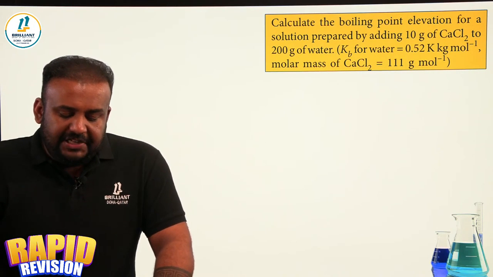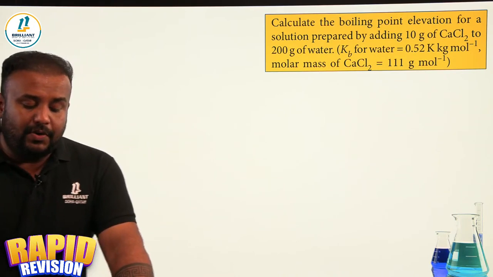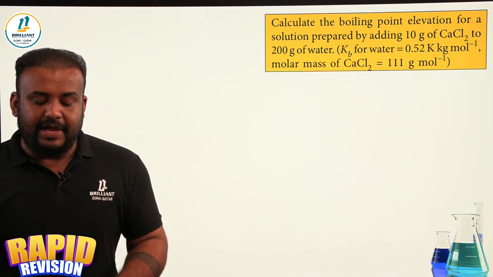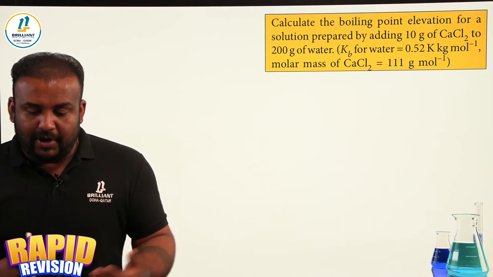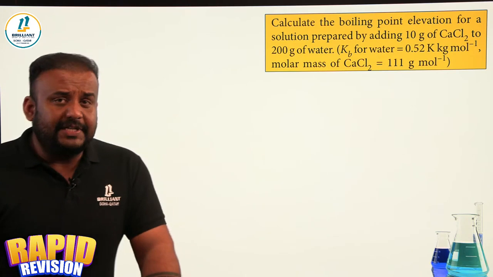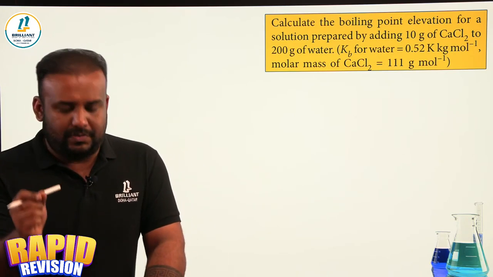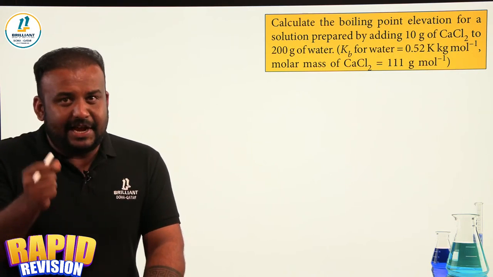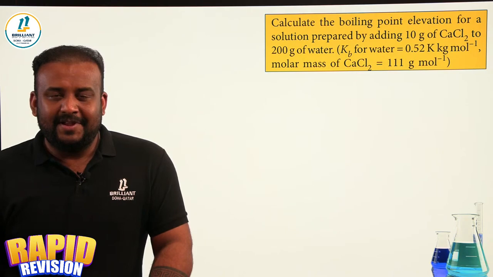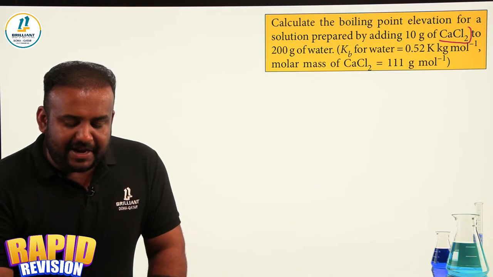Calculate the boiling point elevation for a solution prepared by adding 10 gram of calcium chloride to 200 gram of water. Kb for water is given, 0.52 Kelvin kilogram per mole, and molar mass is 111. See, in this question, one of the most common mistakes, or a silly mistake I would say, will be not taking the Van Hoff factor. We might forget to take the Van Hoff factor.